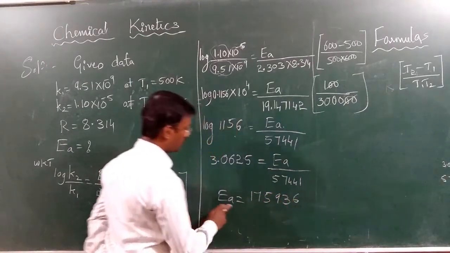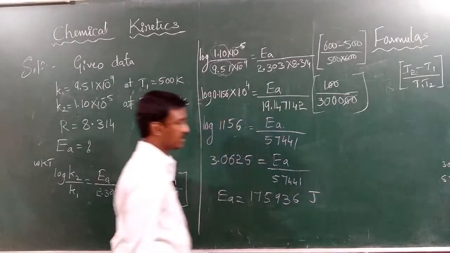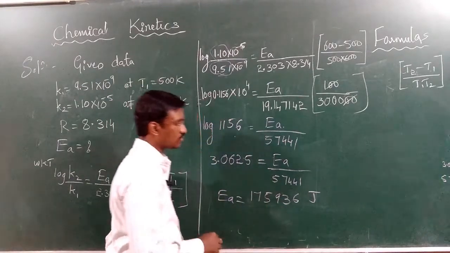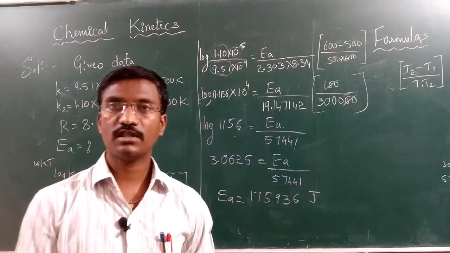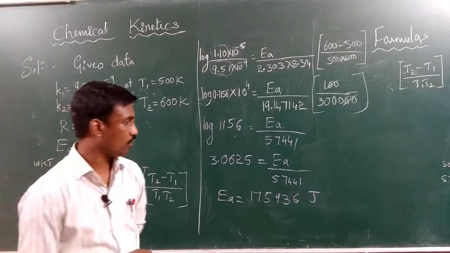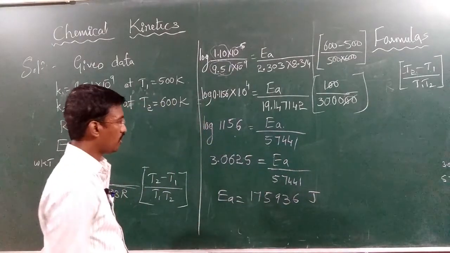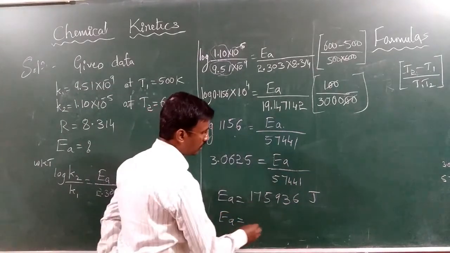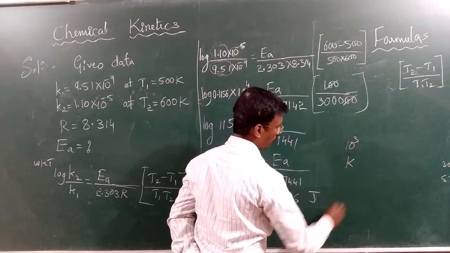175936. We know that activation energy is assigned in joule. But the number is large, that's why we can convert it to kilojoule. Kilo is nothing but 1000 itself, called kilo. If you have written up to here, there is no problem. But if you mention the final expression in kilo, it is better. Kilo is nothing but 10 raised to 3.